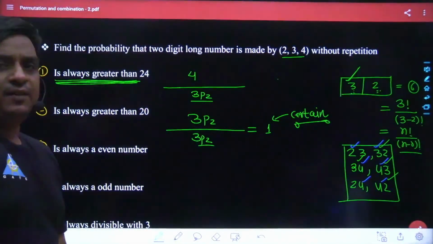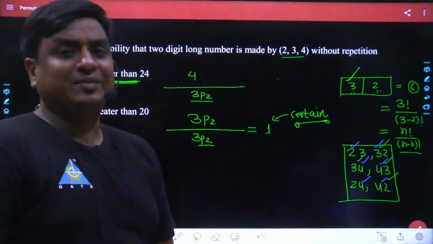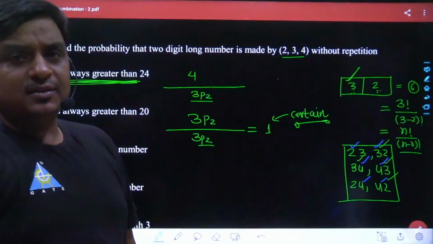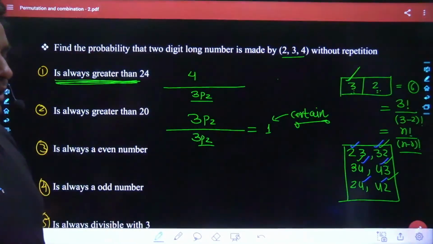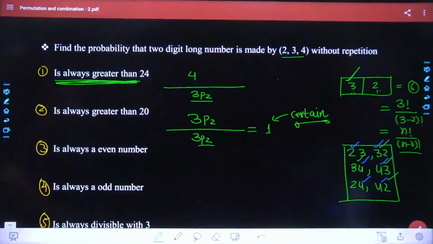Anyways, certain event and impossible event are the two special cases of probability that we are going to discuss once we go into the detailed study of probability. Here goes the next question.